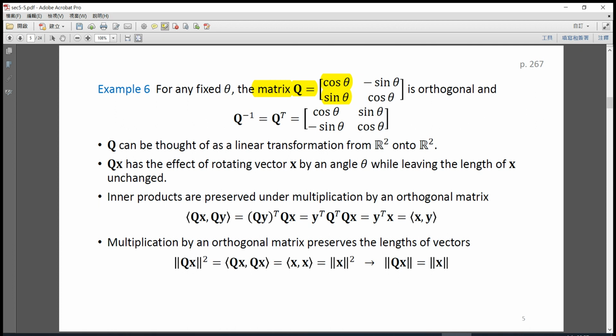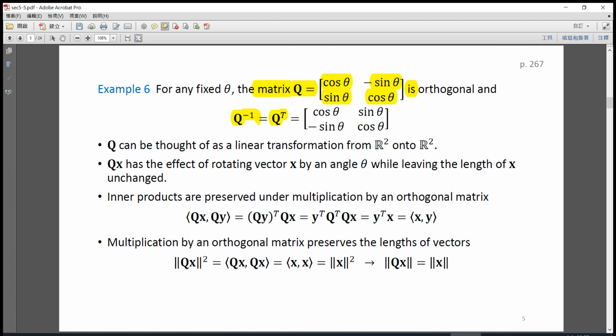And similarly, the second column is also of length 1, and therefore the column vectors of Q form an orthonormal set in R2, and therefore Q is an orthogonal matrix. It can also be verified that Q transpose equals Q inverse.